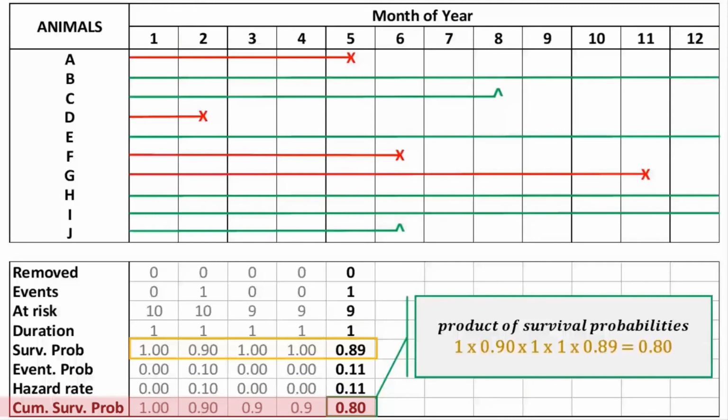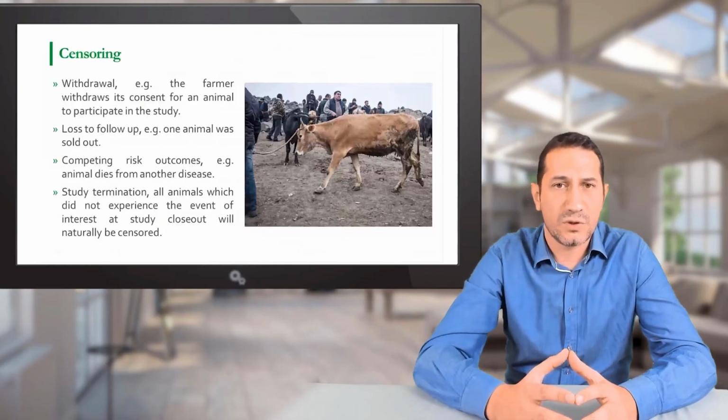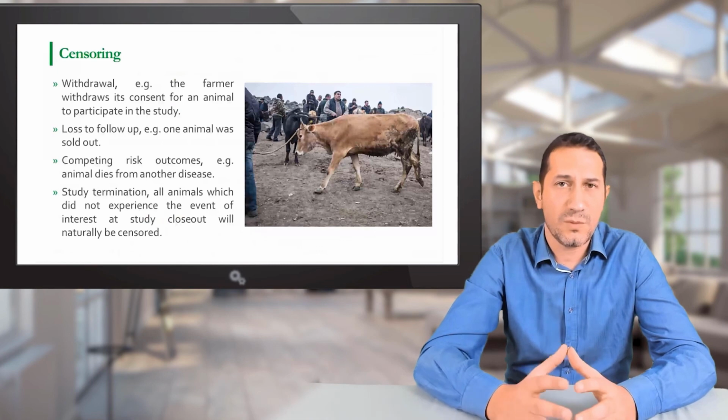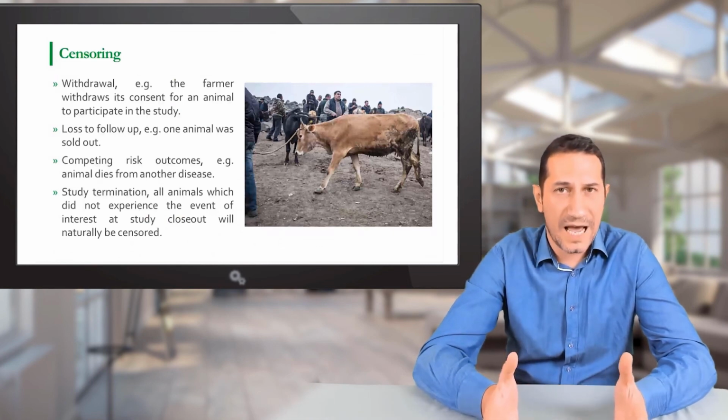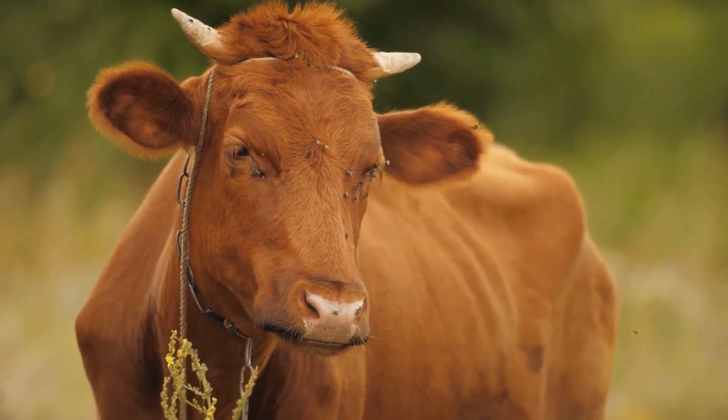And the calculation of the cumulative survival probability, as we mentioned, it's a product of survival probabilities. And so it takes into account all the survival probabilities time one after another and gives this product. We continue with the calculations and we find out that one of the animals was sold out in the market. And normally that's the usual life in a farm. Animals come in and animals go out, or animals die for other reasons.